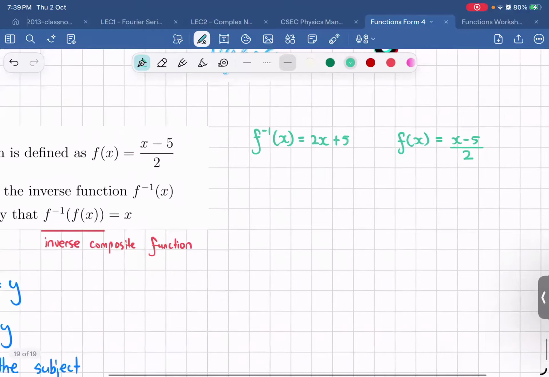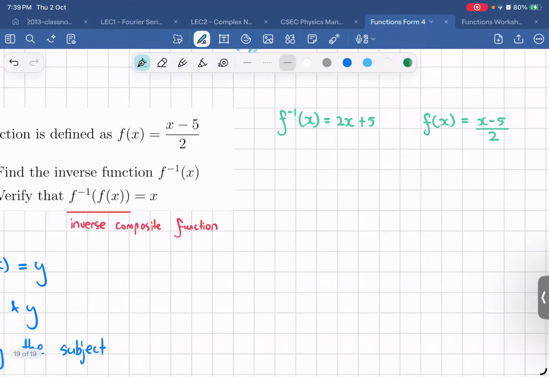In this question, they want us to show that f inverse of f of x has to be equal to x. So let's prove that to them. As you can see, f inverse is the outer function, and f of x is the inner function. Is everybody with me so far?